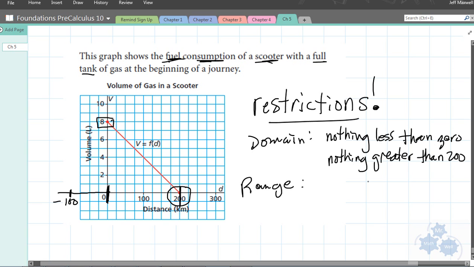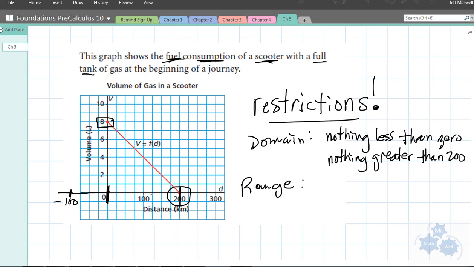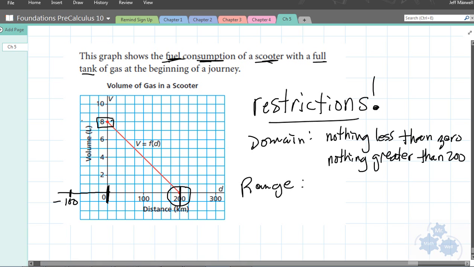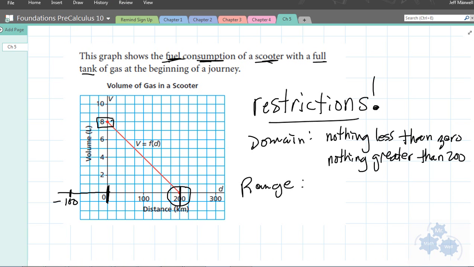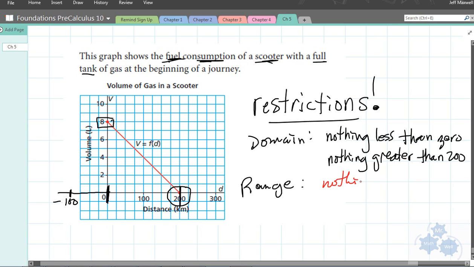Okay, what are the restrictions on the range then, knowing this about the domain? What doesn't make sense if we're talking about the volume of gas? Yeah, you said nothing greater than 8. That's absolutely right, because it's full at 8 liters, so you can't get above full. So, we would say nothing greater than 8 for the range. Yeah, that's right. This doesn't make sense up there.